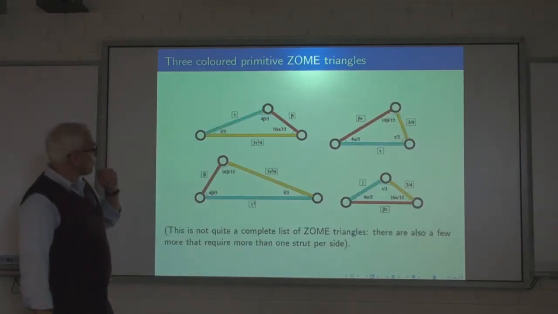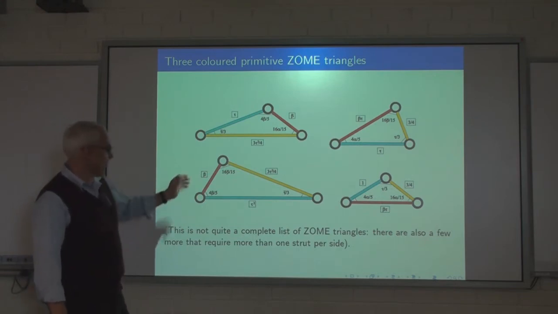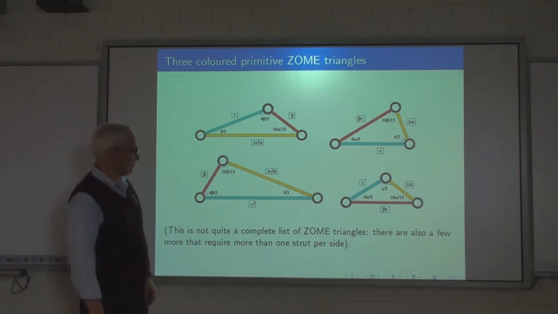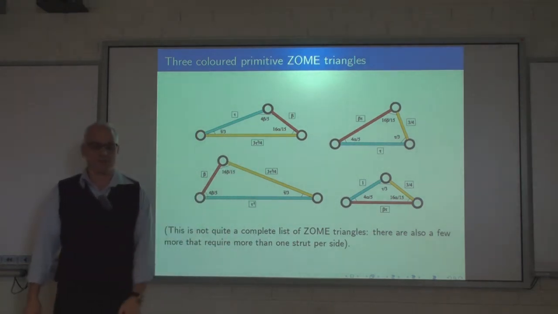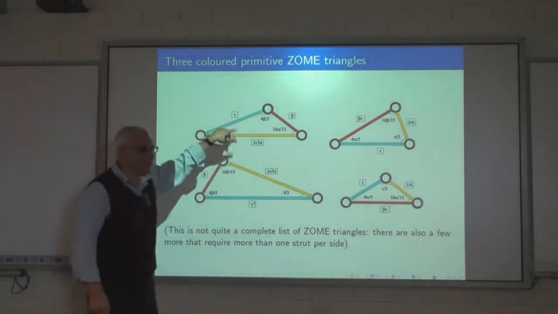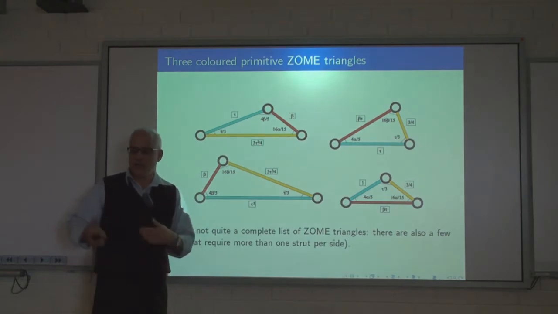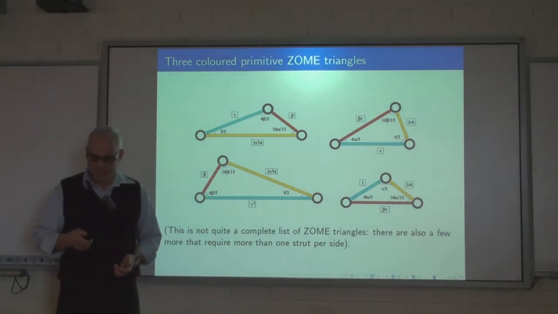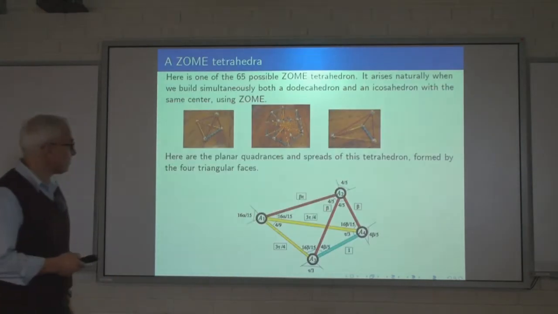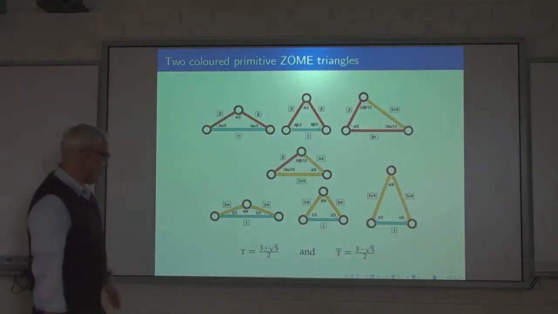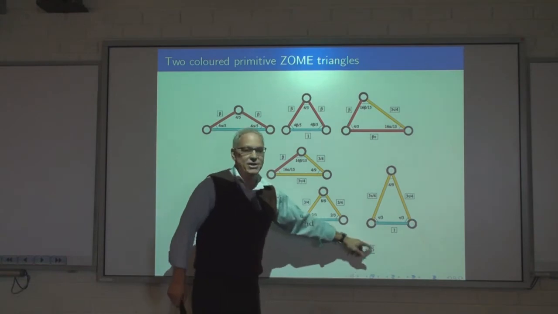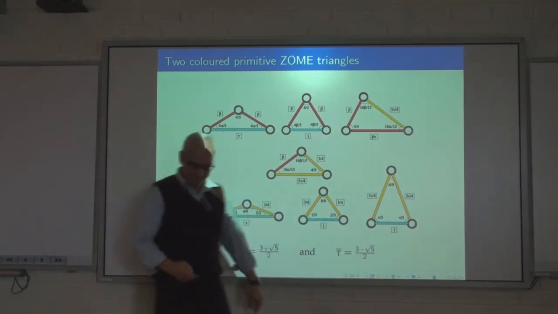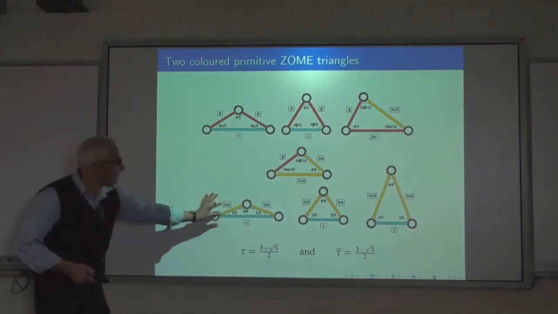Then there are three-colored primitive Zome triangles, which have, well, three colors. And here they are. And it's fun verifying that, calculating what all these spreads are using the laws of rational trigonometry. It's an excellent exercise. What's T-bar? Oh, T-bar, yes, I didn't say. Tau was (3 plus root 5) on 2. The tau bar was (3 minus root 5) on 2. That's a very small one there.